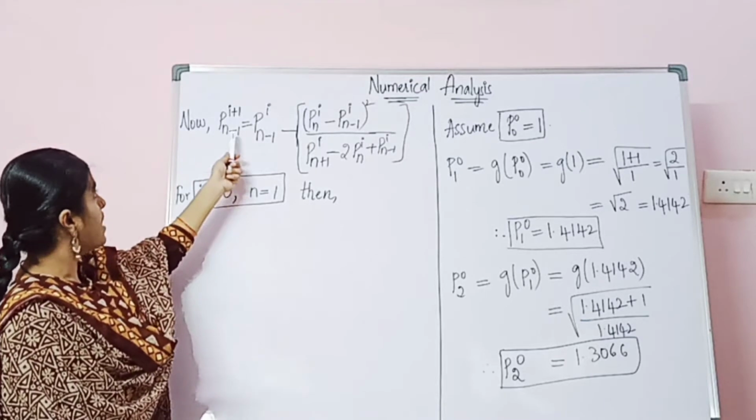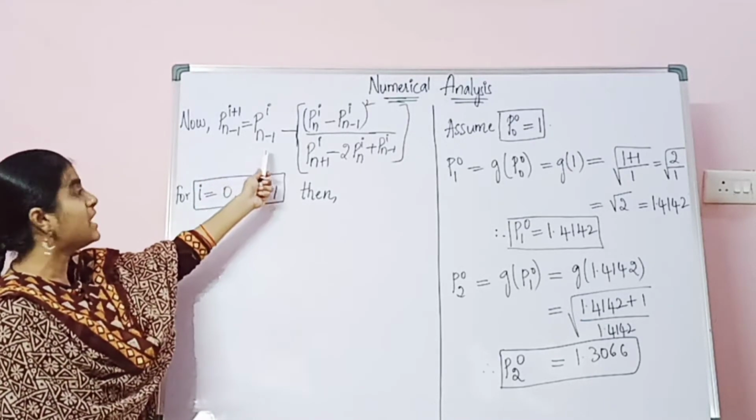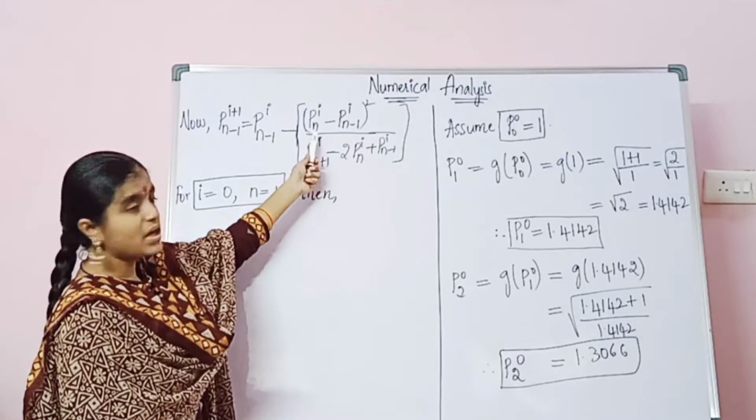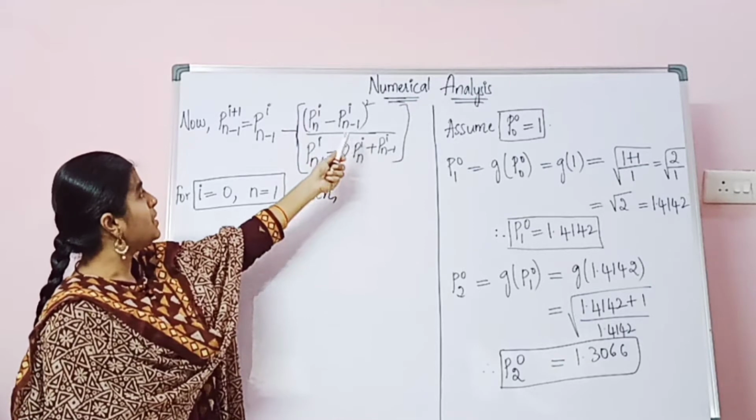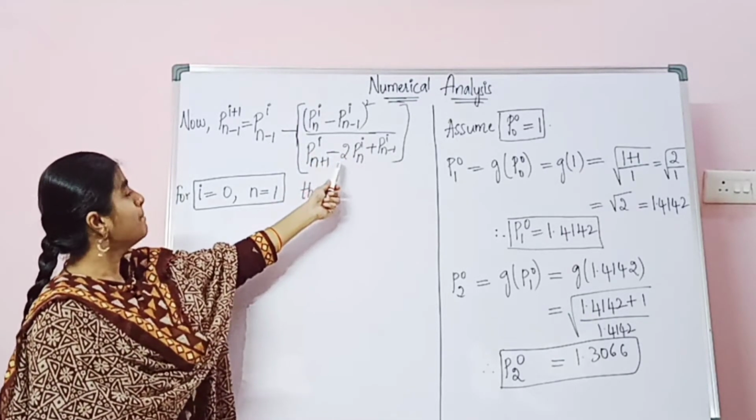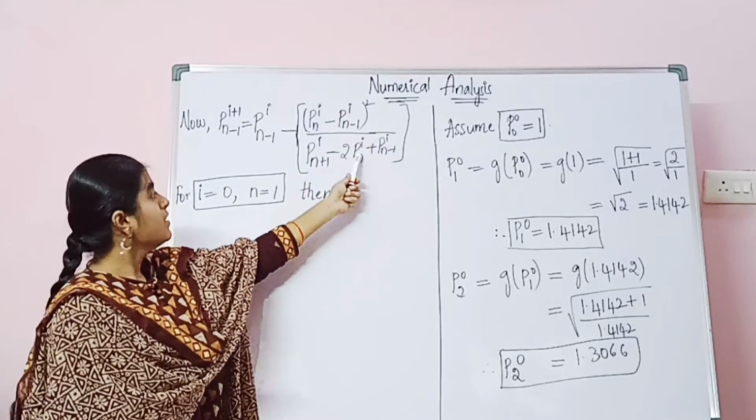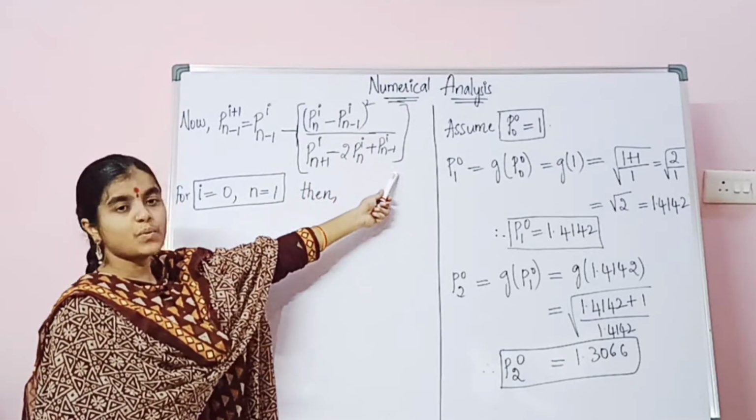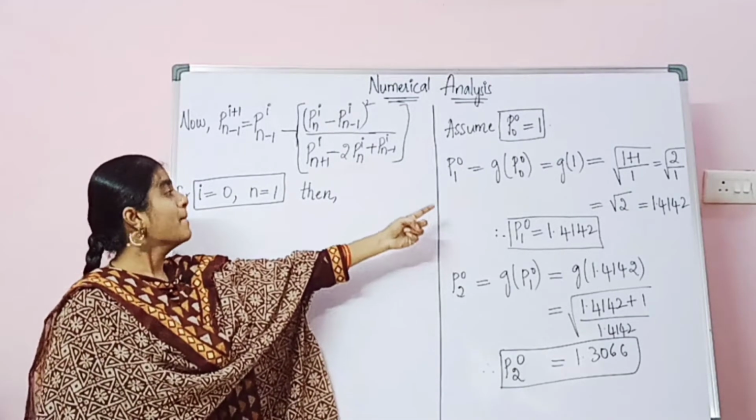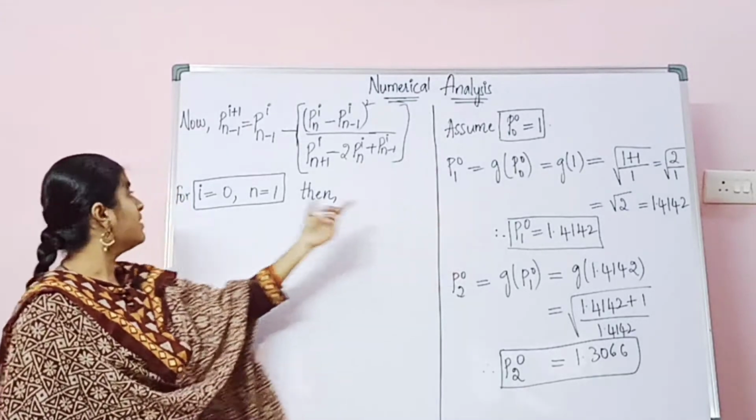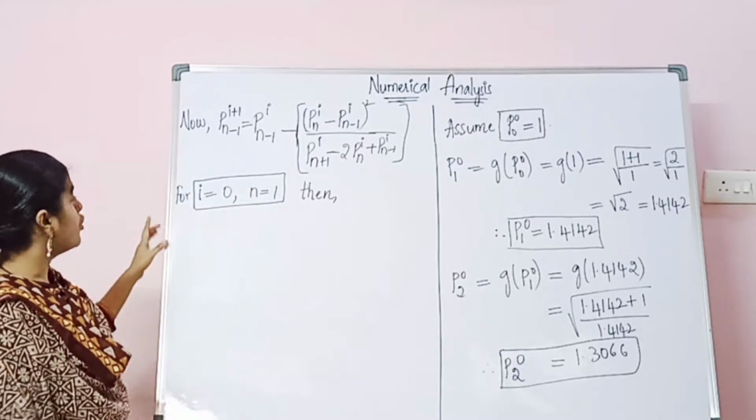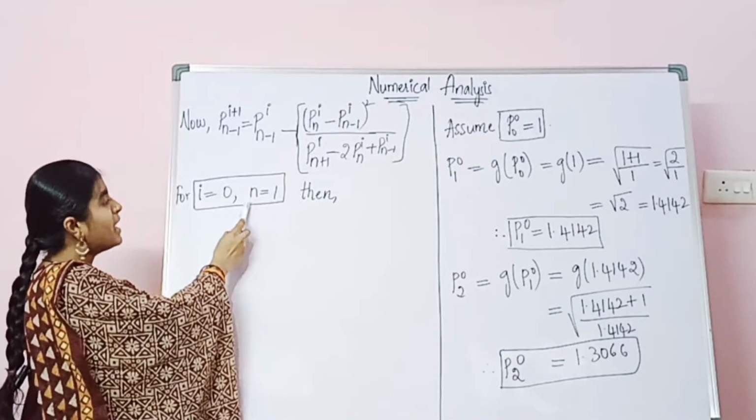Now as we discussed Steffensen's formula, what is the formula here? Pn minus 1 power I plus 1 equals Pn minus 1 power I minus Pn power I minus Pn minus 1 power I whole square by Pn plus 1 power I minus 2 into Pn power I plus Pn minus 1 power I. So this is the formula. Now for I equals to, what we have assumed here? P naught power 0 equals to 1. Means here I equals to 0. And next, what we are taking here, for I equals to 0, n equals to 1.